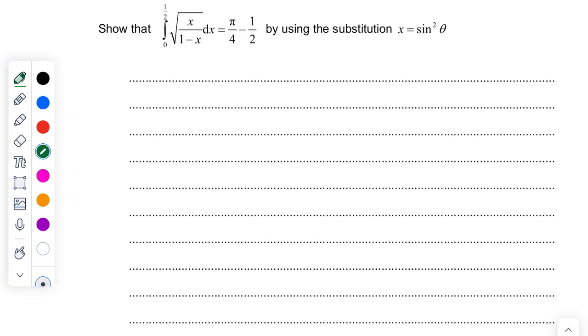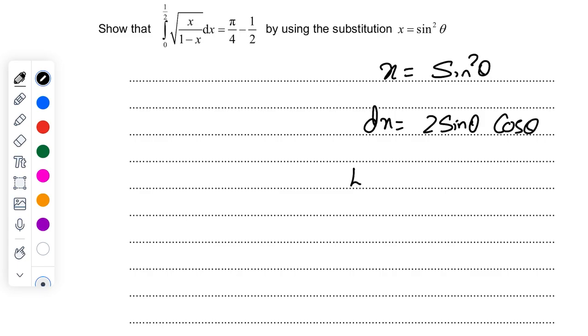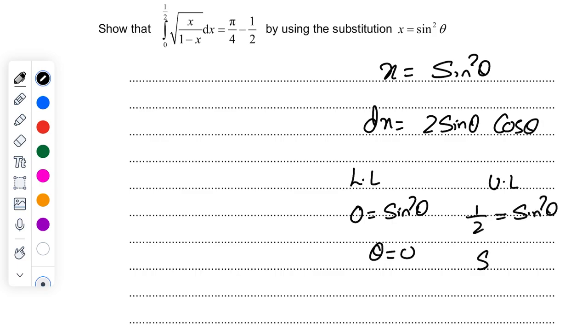Question number 46. Now substitution x equals sine square theta. If x equals sine square theta, so dx equals 2 sine theta, sine theta derivative is cos theta. Then lower limit, 0 equals sine square theta, so theta equals 0. Upper limit, 1 upon 2 equals sine square theta, so sine theta equals 1 upon root 2. Theta equals pi upon 4.